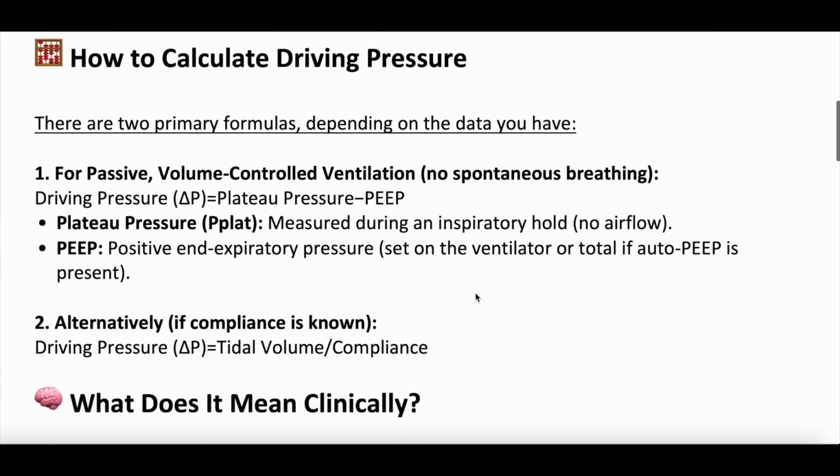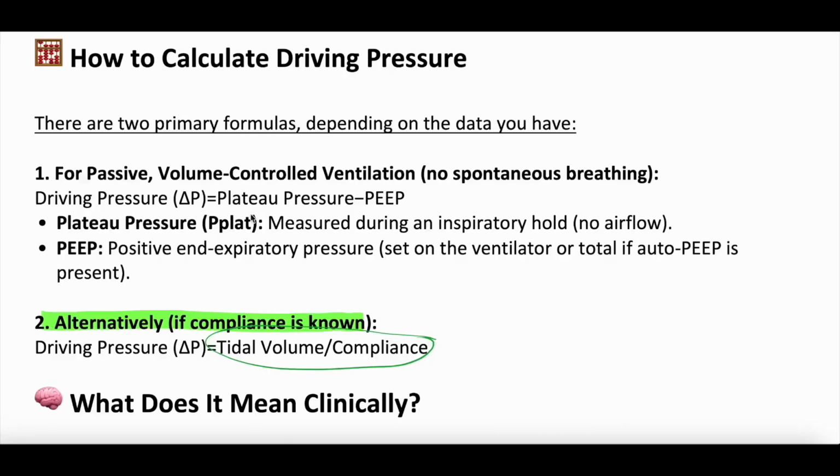There are two main formulas depending on the data you have. One of these is the most common, so we're going to start with the less common formula. The less common formula, if you know the compliance, is that driving pressure is the tidal volume divided by compliance. And this is a representation of what driving pressure is, but is not as clinically useful.